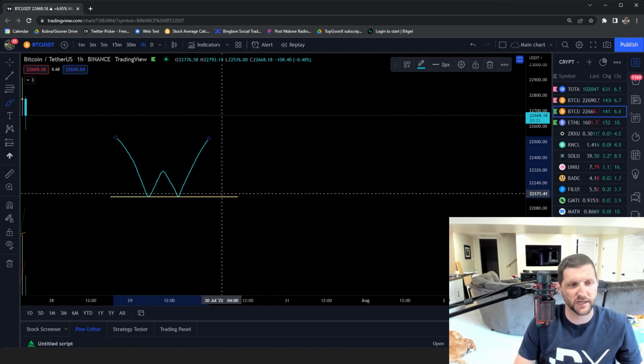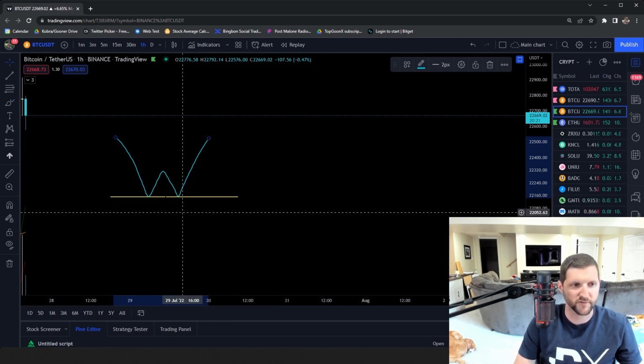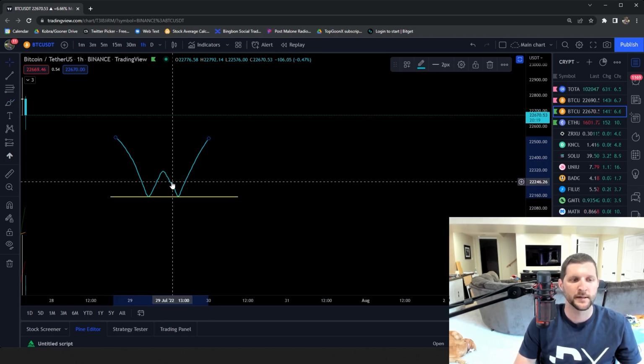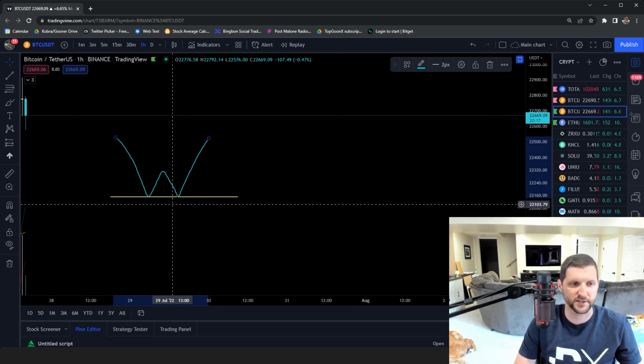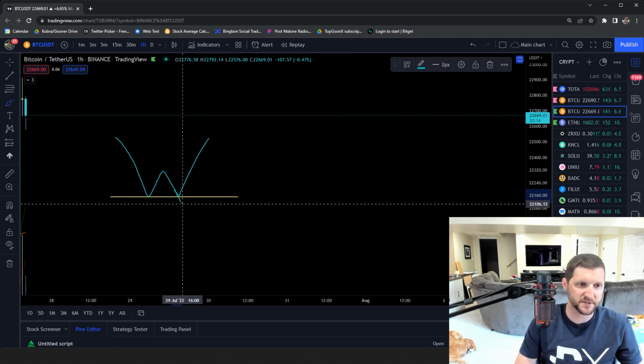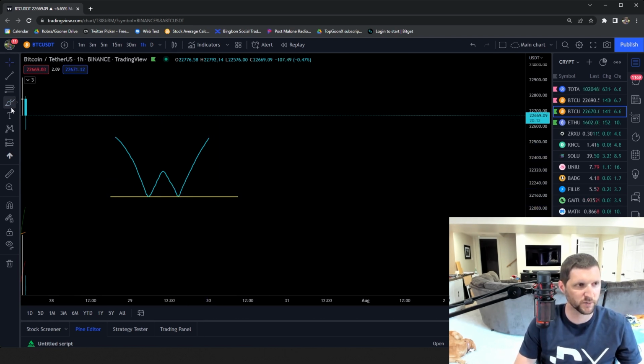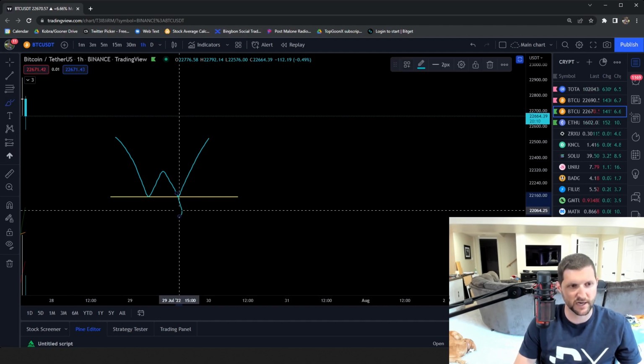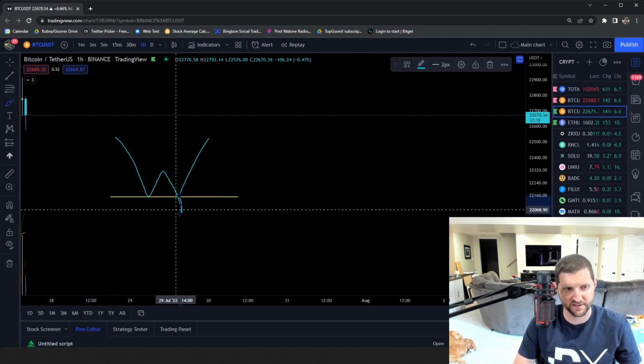So here would be a double bottom, right? Picture perfect. You've got one touch here of support. You've got another touch here, and it bounces. That's all good and dandy. Sometimes it'll wick below a little bit. You'll see a quick little wick here. It'll go straight down, and it'll come right back up. Look at that. That's a really clean line, you guys.